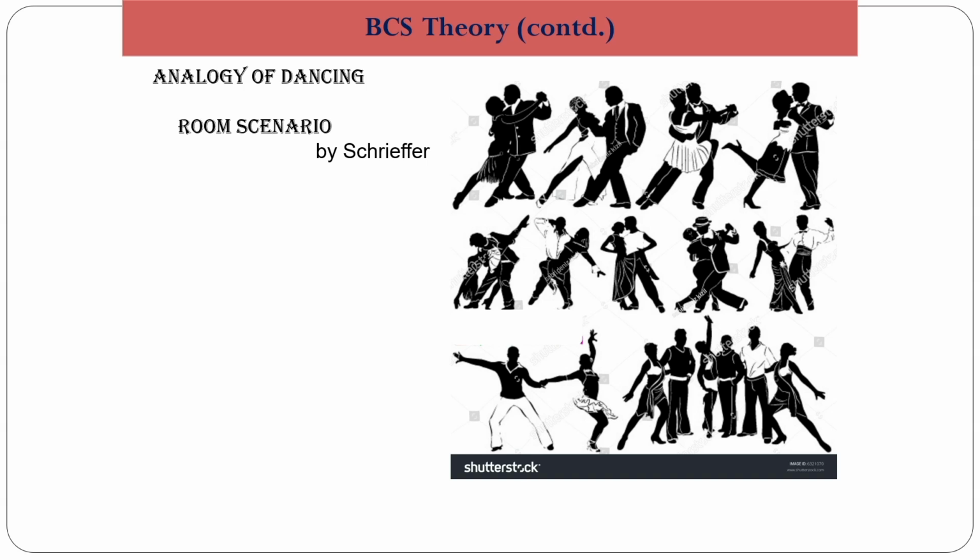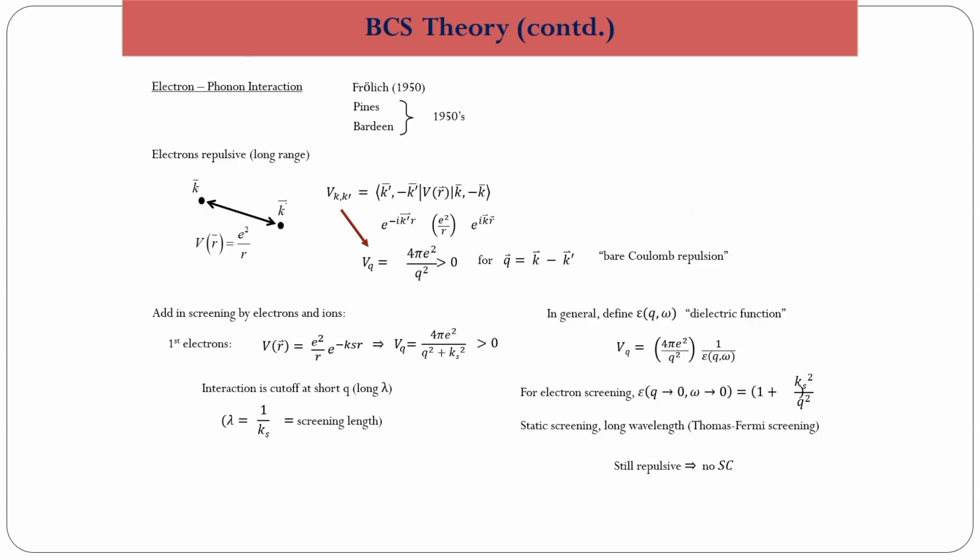These pairs are dancing in a manner that they are completely oblivious of each other. They keep dancing, not knowing the presence of another pair in the room. That is the dancing room scenario, and these pairs are like the Cooper pairs. When Cooper pairs conduct supercurrent, they do not undergo any collision with other Cooper pairs, and that is why it is a dissipation-less current.